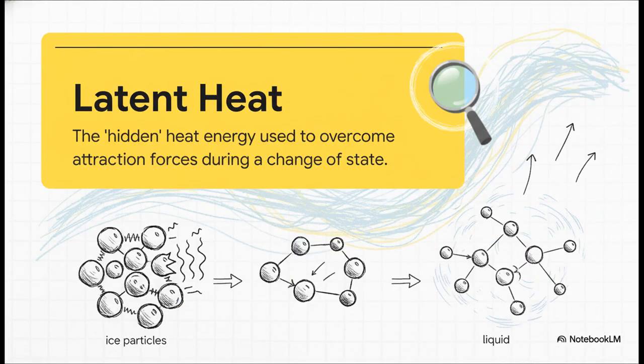The answer to that puzzle is a concept called latent heat. The word latent just means hidden. So this is hidden energy. It's being used for a very specific job, to overcome the forces of attraction that hold the particles together. So instead of making the particles move faster and raising the temperature, all that heat energy is busy breaking the bonds that make ice a solid.